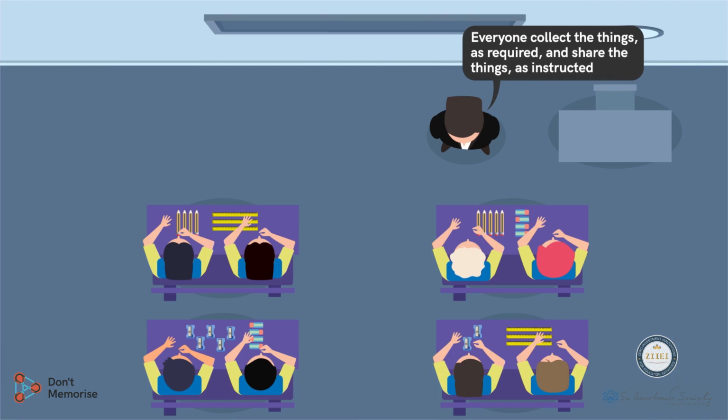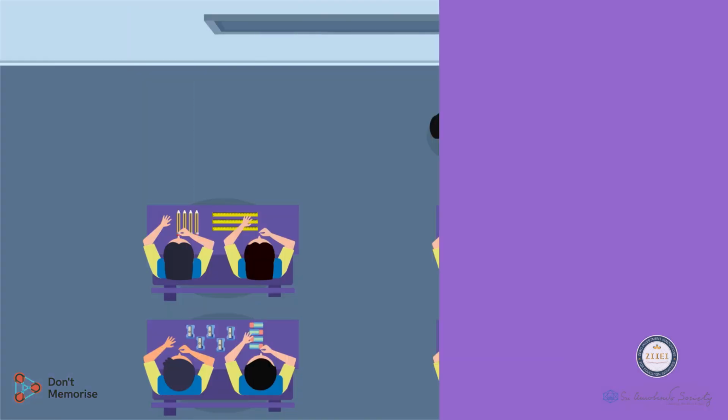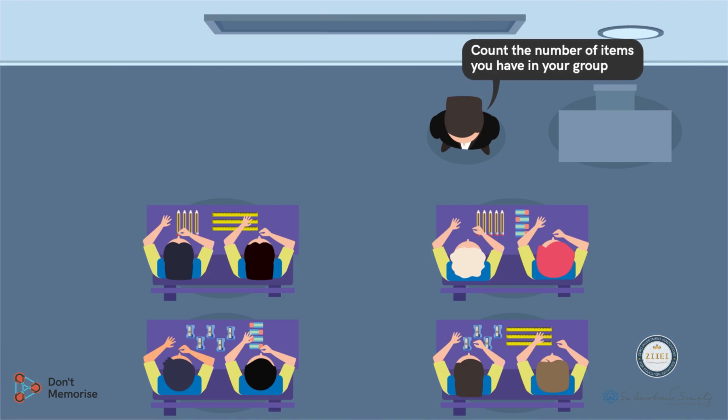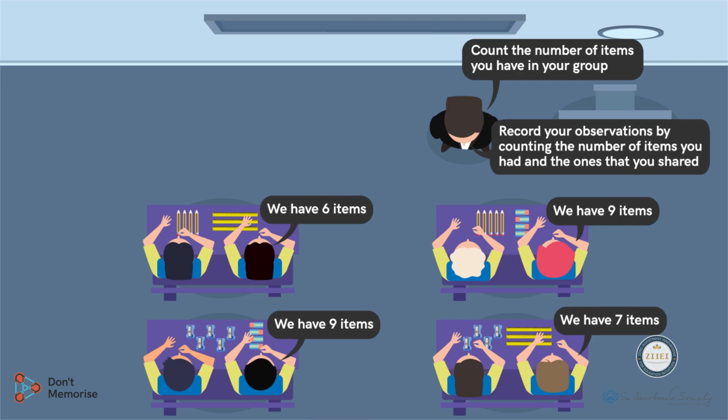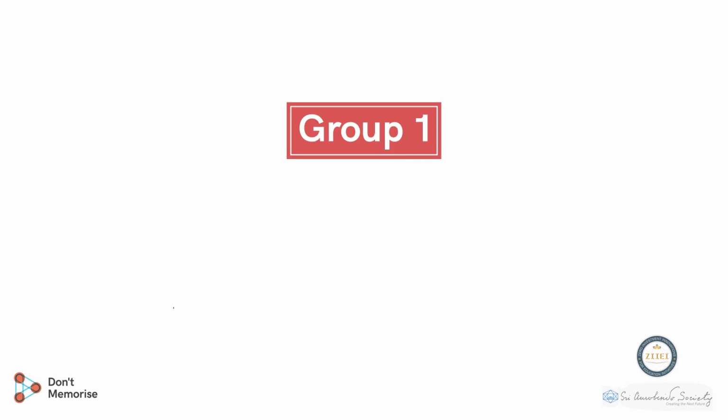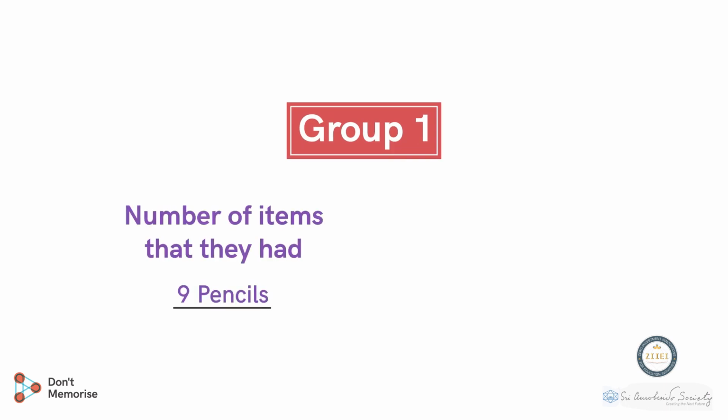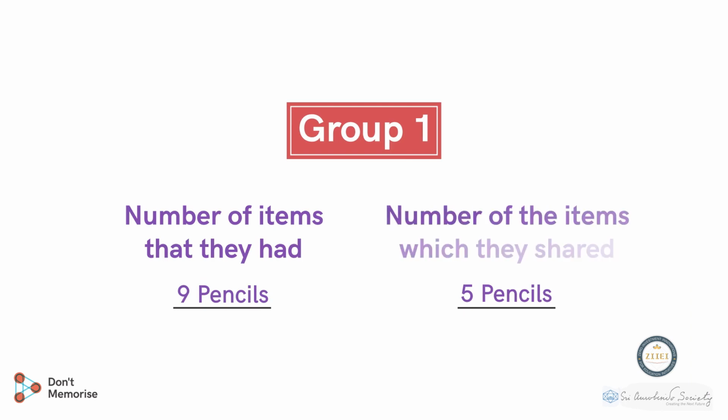Following this, ask questions to each group based on the activity conducted. Inquire with the students about the number of items that are left with them. Note their responses. Ask the students to record their observations by writing down the number of items that they had with themselves and the number of items that they shared with another group. For instance, Group 1 will write 9 pencils as the number of items that they had and 5 pencils as the number of items which they shared with Group 2.